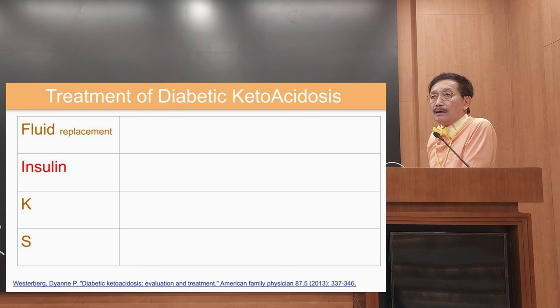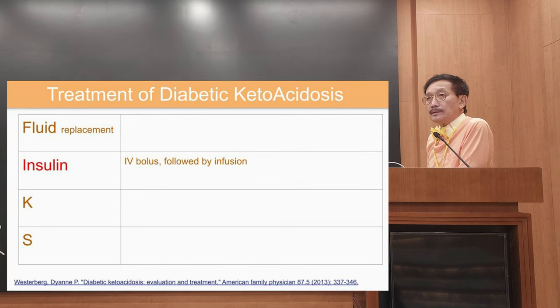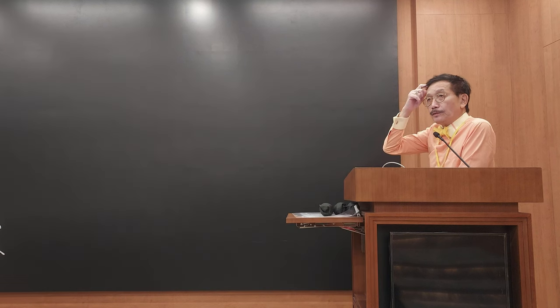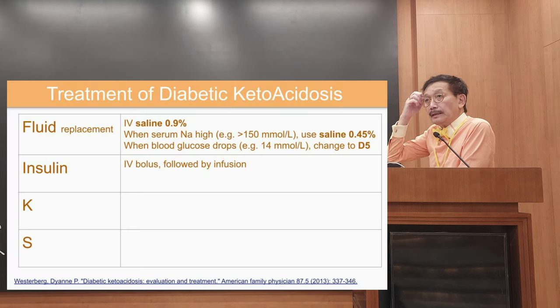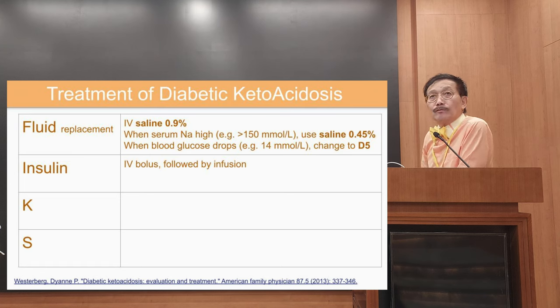Insulin. Yes, insulin. How do you give insulin? Bolus, followed by insulin infusion in, say, normal saline, until the glucose drops to 14, and then you switch to sodium dextrose drip.